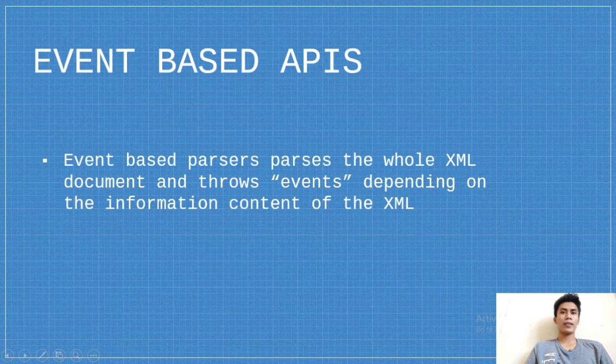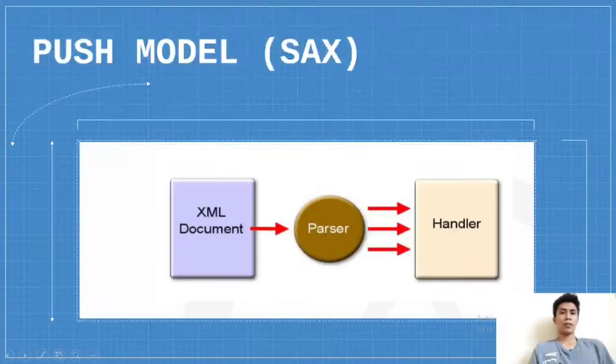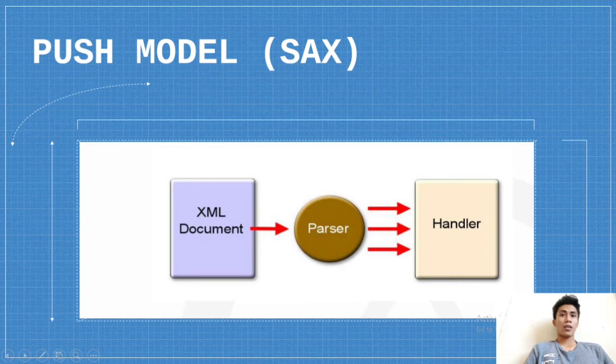Event-based APIs. Event-based parsers parse the whole XML document and throw events depending on the information content of the XML. Push model, SAX. SAX is an event-based API that calls your handler, not your handler that calls the SAX parser. And also, the SAX parser pushes events to your handler.